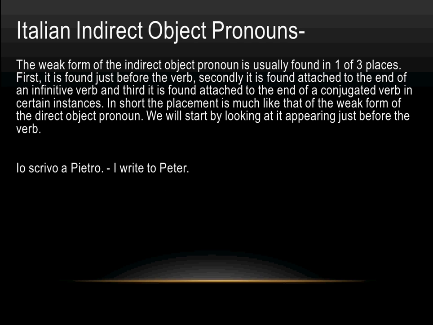Okay, the weak form of the indirect object pronoun is usually found in one of three places. First, it is found just before the conjugated verb. Secondly, it is found attached to the end of an infinitive verb. And third, it is attached to the end of a conjugated verb in certain instances. In short, the placement is much like that of the weak form of the direct object pronoun.